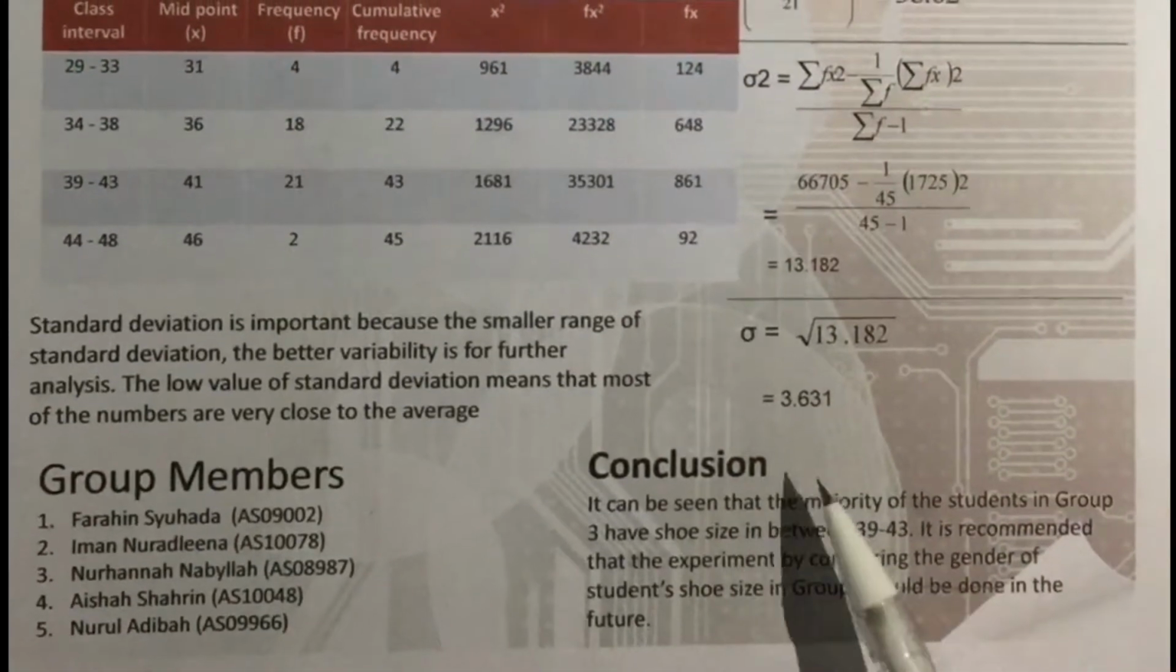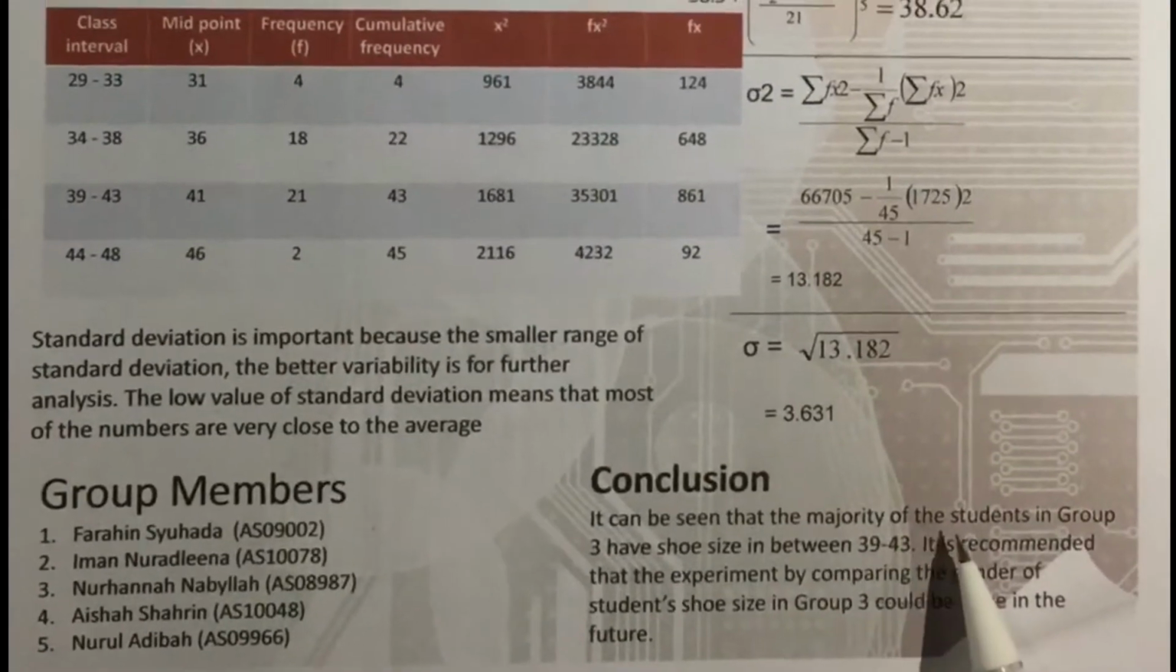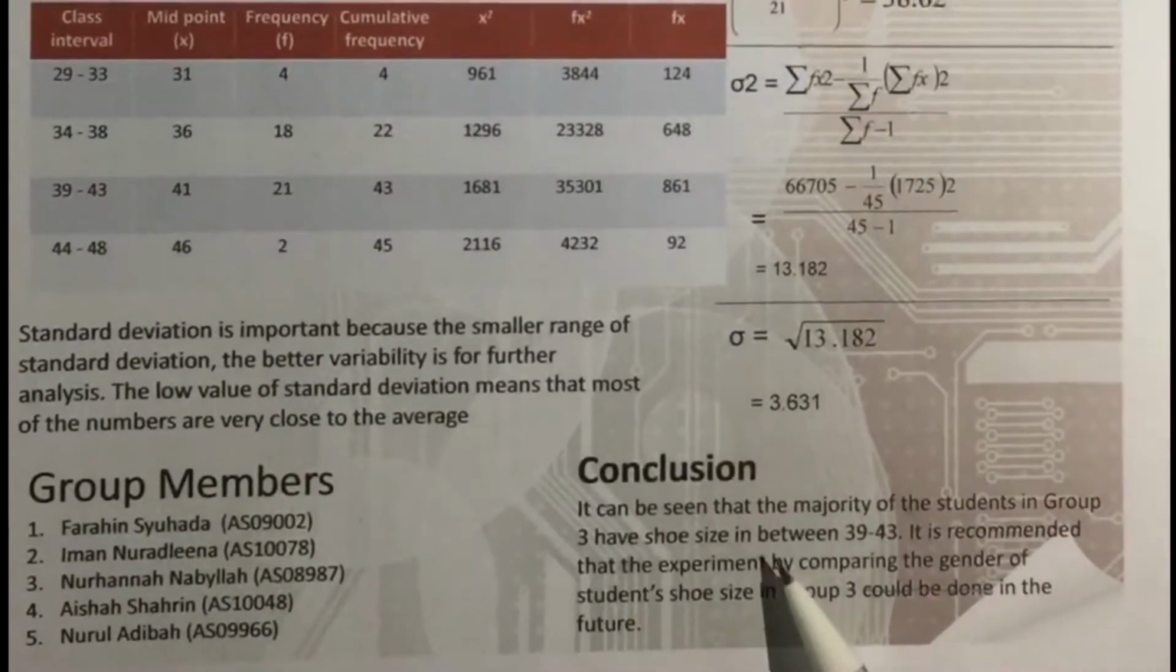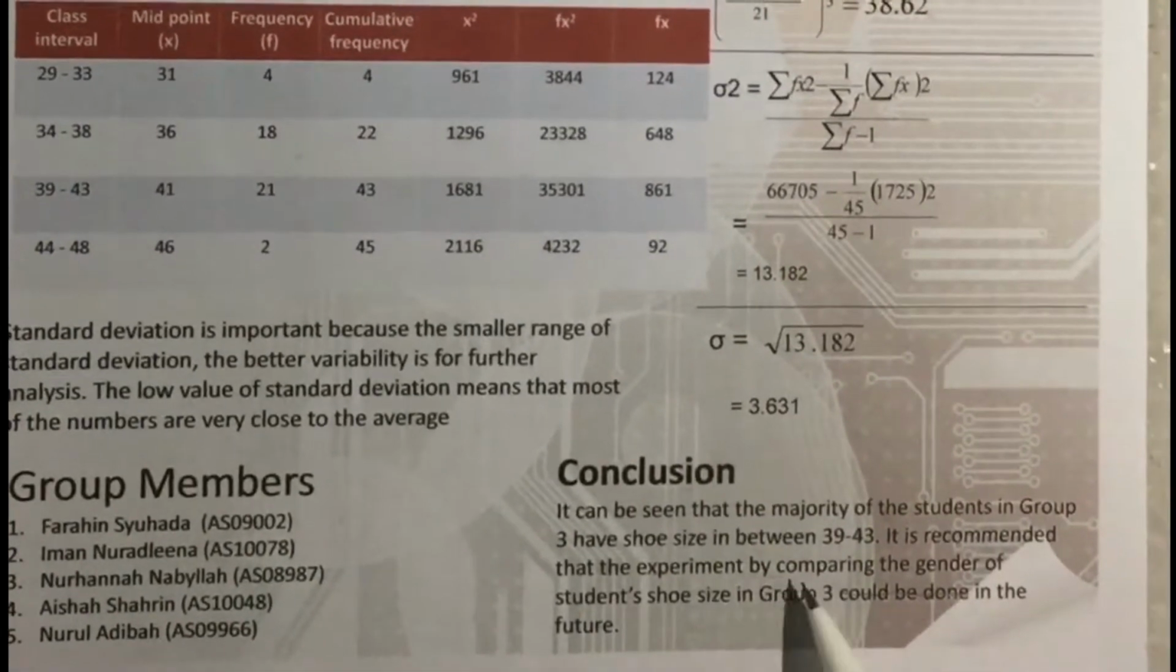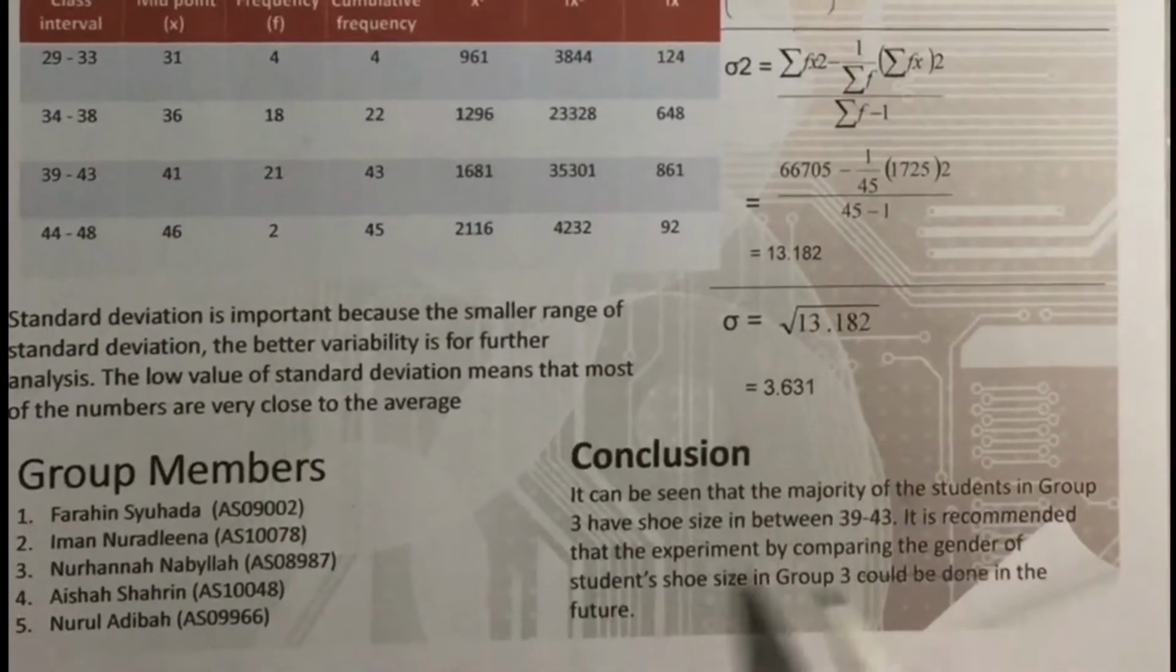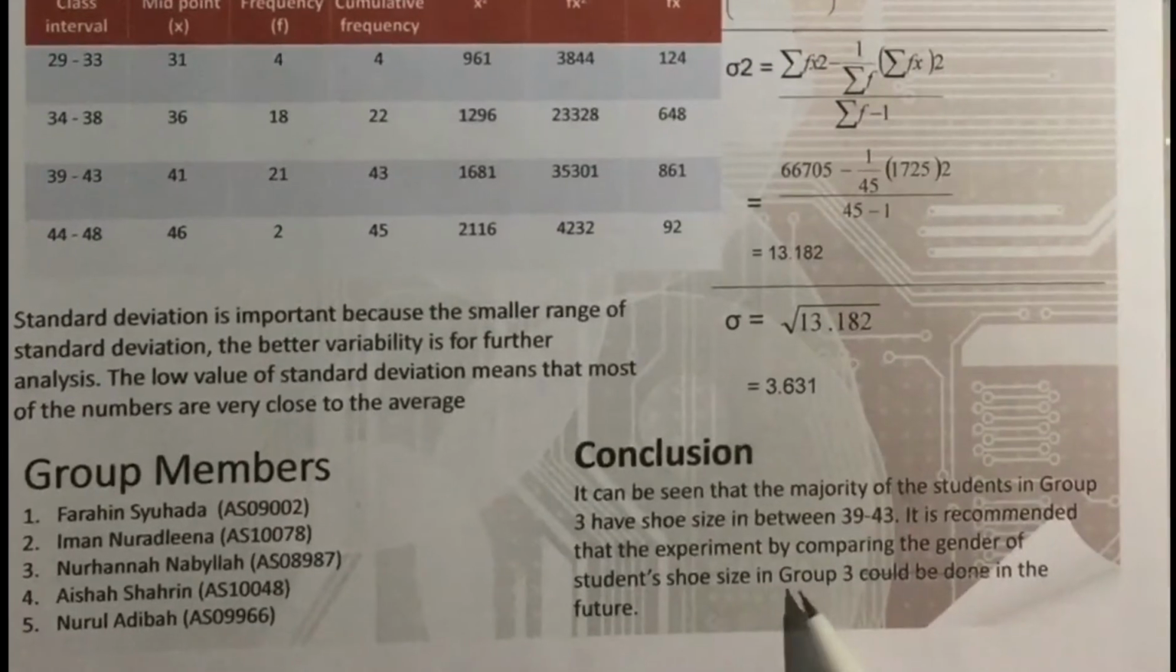For conclusion, it can be seen that the majority of the students in group 3 have shoe sizes between 39 to 43. It is recommended to conduct this experiment by comparing the gender of students' shoe size in group 3, which could be done in the future.